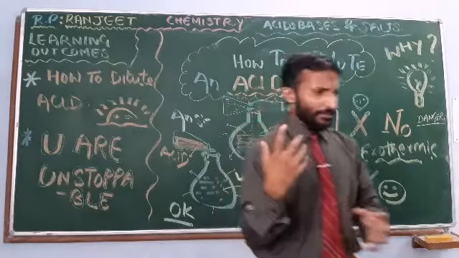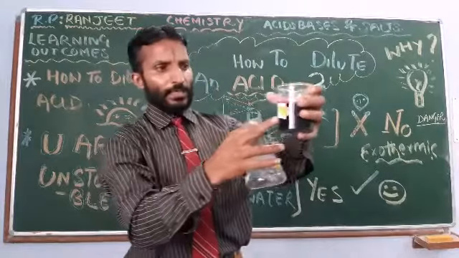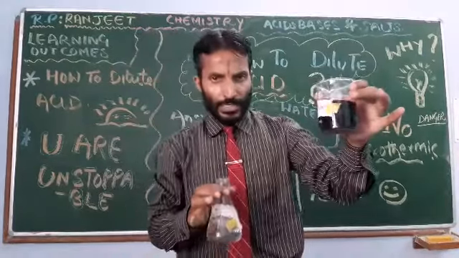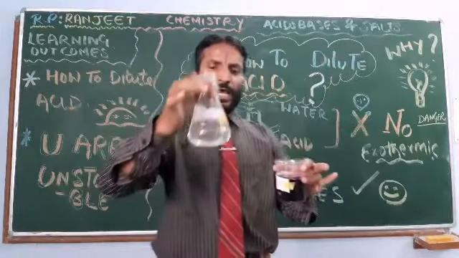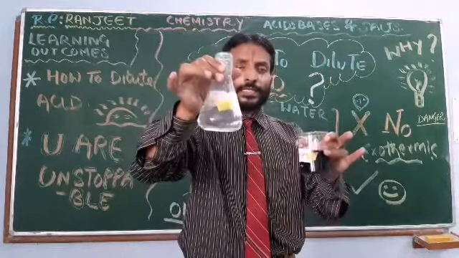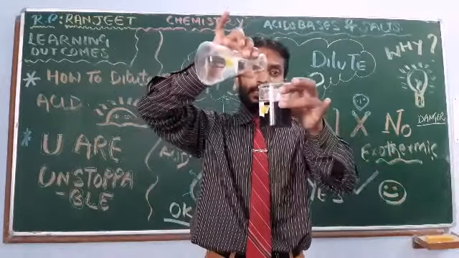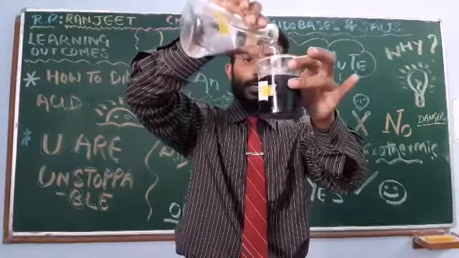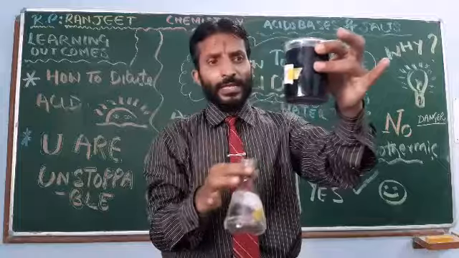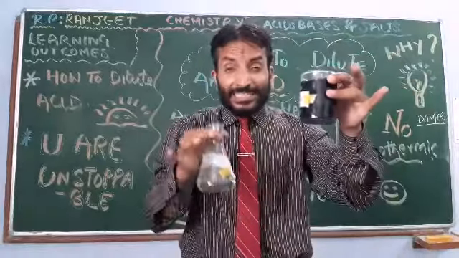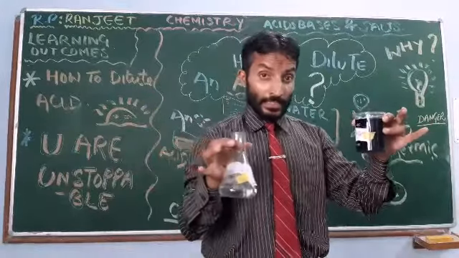Let us take an example. I am having KMnO4, potassium permanganate solution, right? It is an aqueous solution. KMnO4 crystals I have dissolved in it, and I am having water, the solvent. So how to dilute? Very simple. I will add the solvent, water, to the KMnO4 and it gets diluted. This is our normal life situation. We are doing this, right?